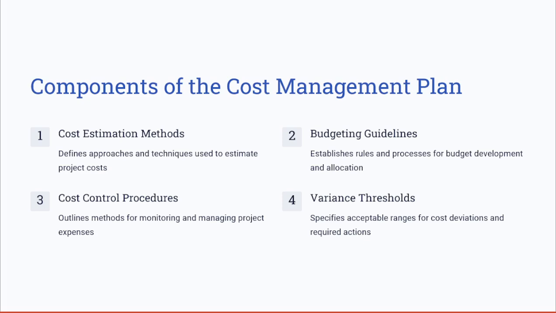Now, let's see what key components the cost management plan will have. The cost management plan outlines how the cost will be estimated, budgeted, and controlled. It also defines the thresholds for acceptable variances and reporting protocols, ensuring alignment with the stakeholder expectations.